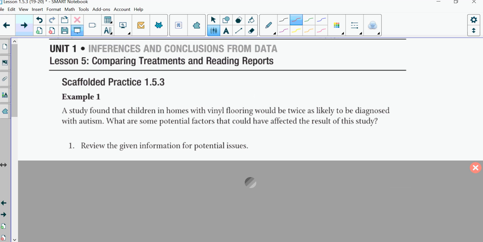All right. Moving on to example 1, so we're just going to go through each of the 4 examples.